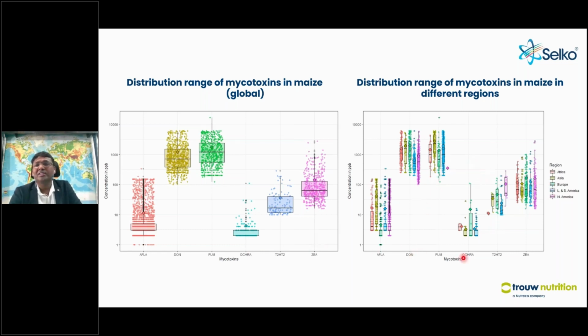If you look at regions, it's difficult to see here. Just to give an idea, depending on the region also, there is a bit of variation in terms of how the mycotoxin distribution takes place in these. But I'm happy to share later if anybody is interested.